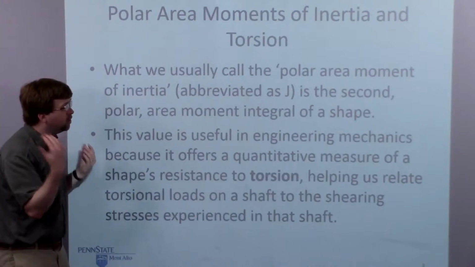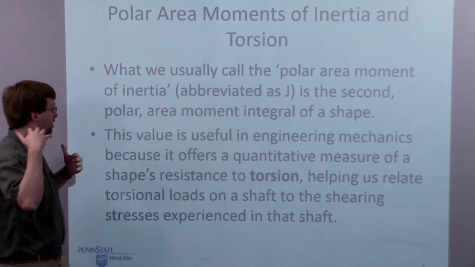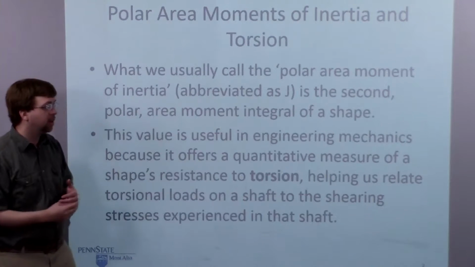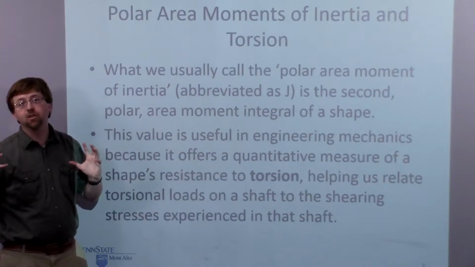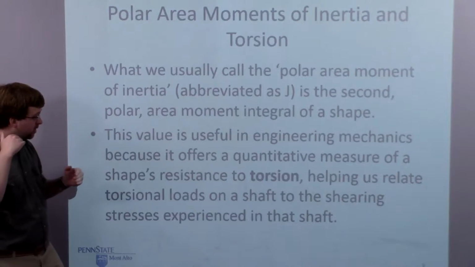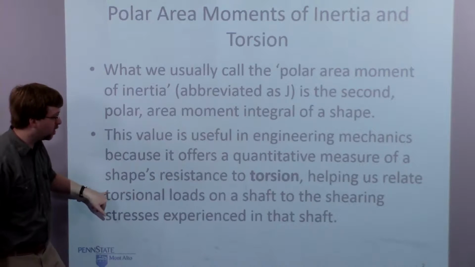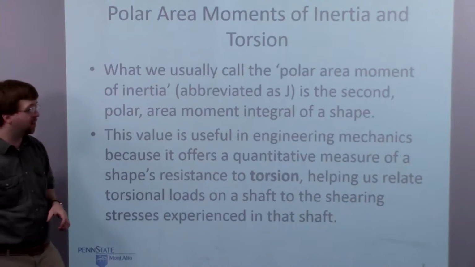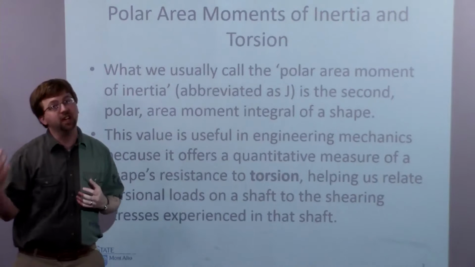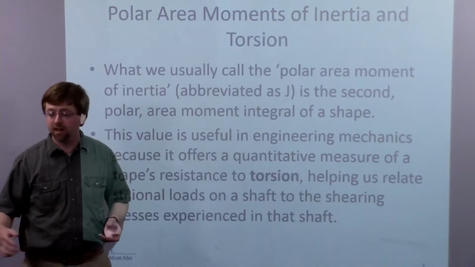So this value is useful because it offers a quantitative measure of a shape's resistance to torsion. And so the bigger the value of J, the more resistant it is to torsion. This quantitative measure helps us relate torsional loads, so this would be the torque we apply to some shaft, to the shearing stresses, the torsional shearing stresses we experience within that shaft.